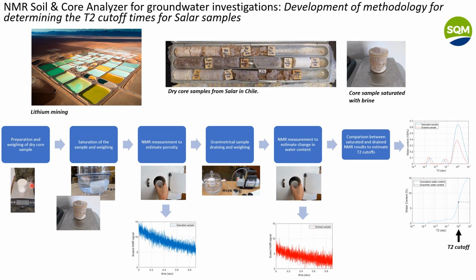You first measure your sample, you saturate it with some brine, and then you do your NMR measurement of the fully saturated core sample. Next, you do some gravimetric draining and weighing, and you redo your NMR measurement to obtain the difference in the NMR signal, and then you compare the saturated and drained NMR results to estimate basically these two T2 cutoffs.